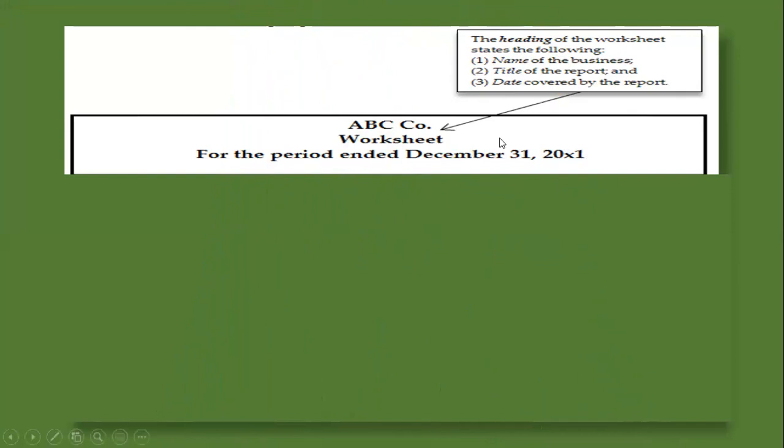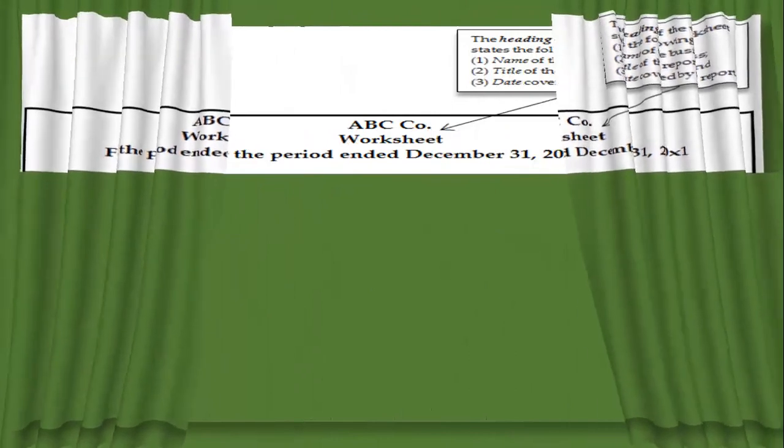First, we have the heading. So in our example, the heading should contain the name of the company. In our case, it is ABC Company. And then the name of the report is worksheet, and then the date covered by that report. So for the period ended December 31, 2020. Then we now proceed to the columns in the worksheet.